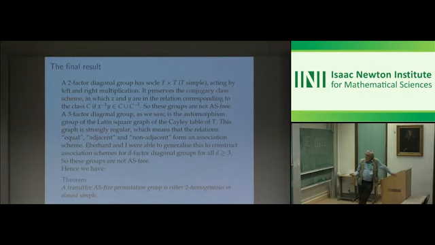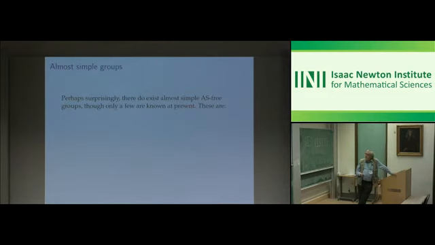So a transitive AS-free group is either two-homogeneous or almost simple. Two-homogeneous groups we know. What about almost simple? Well, there are some. PSL(3,3) acting on the cosets of the orthogonal group, degree 234. M12, degree 1320. J1, three actions of J1 are AS-free. J2, one action. That's all I know.